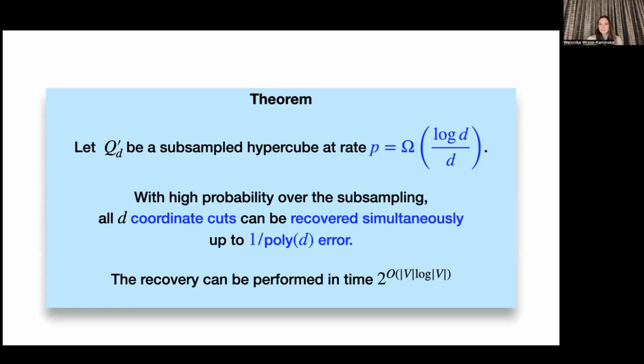So what we show is that if we subsample the hypercube at a rate log d over d, then we can recover all of the coordinate cuts simultaneously, such that each of our recovered cuts differs from a coordinate cut in at most a 1 over poly d fraction of vertices. And our result is algorithmic. So we give a deterministic algorithm that achieves this recovery. However, our algorithm runs in exponential time.